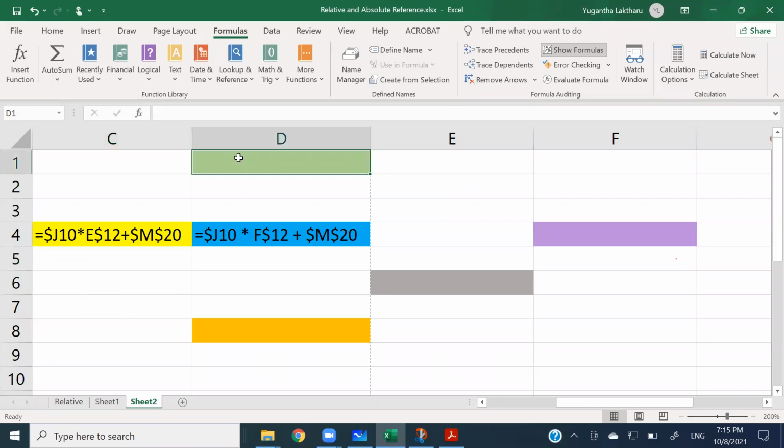What should be the answer for the green color box? Yes, people? What should be the green?